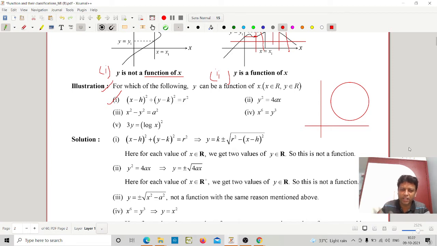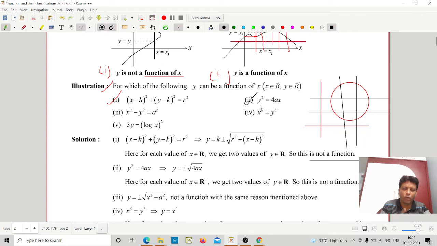Is this a function? That is my question only. No, sir, it is not a function. If you draw vertical lines, it will cut at exactly 2 points. So it is not a function. Clearly not a function. What about the parabola?